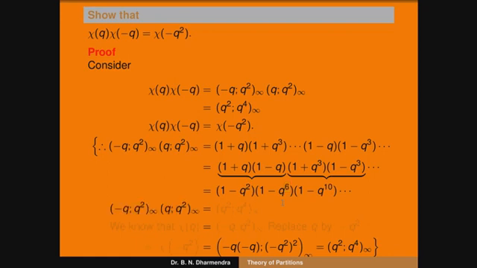So (-q;q^2)∞ (q;q^2)∞ is equal to (q^2;q^4)∞. We know the statement of chi of q, that is (-q;q^2)∞. Replacing q by minus q square, chi of minus q square is equal to (q^2;q^4)∞.